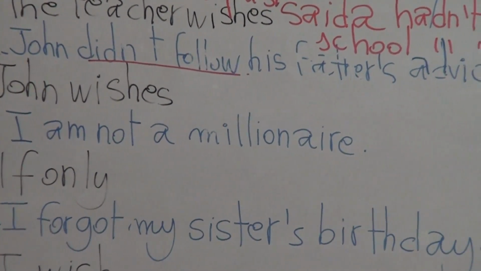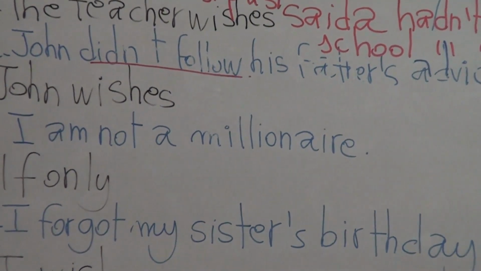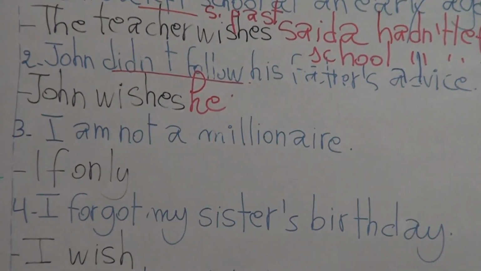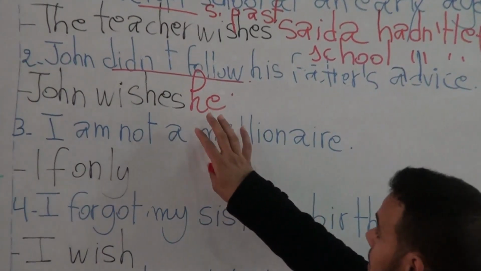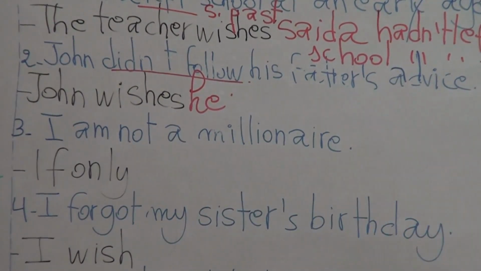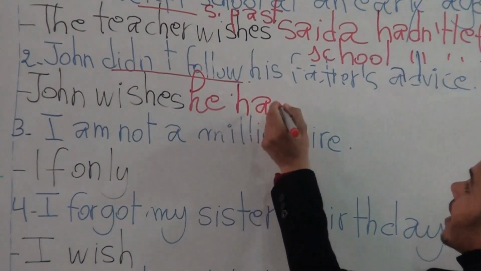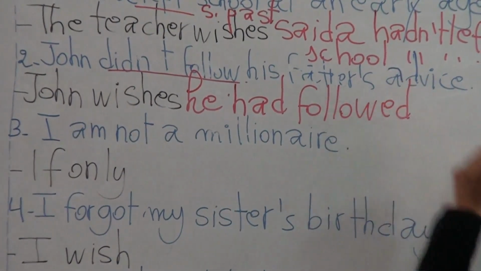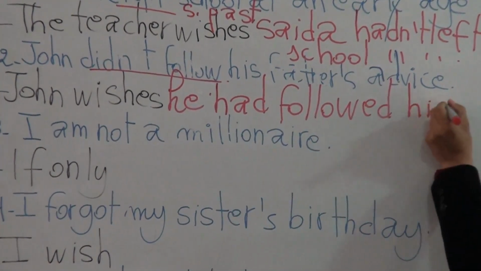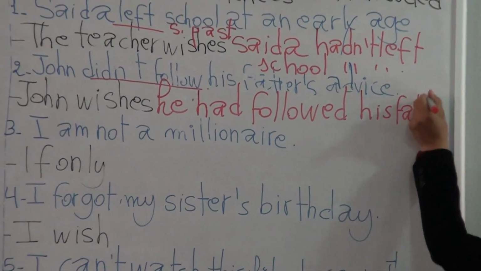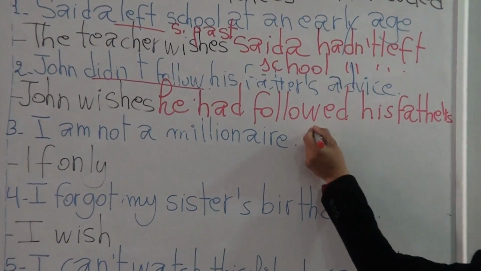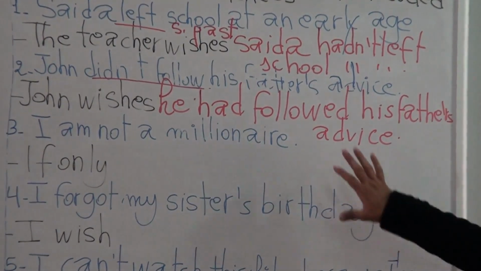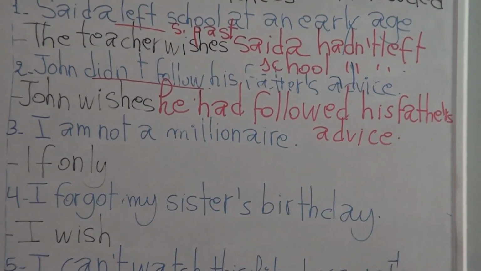So what can we say? John wishes plus subject. What is the subject? It's he. Right? John wishes, because he's talking about himself. John wishes he had followed, right? He had followed his father's advice, right? John wishes he had followed his father's advice.